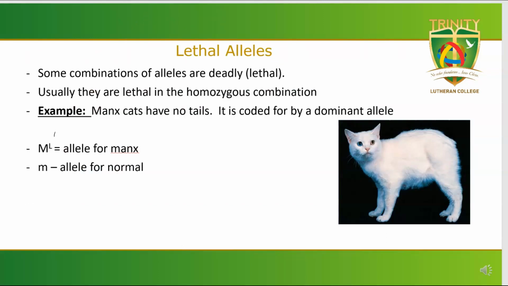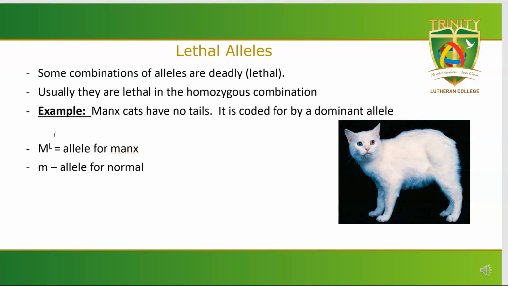Okay, on to the next form of non-Mendelian inheritance. And we want to talk about lethal alleles here. Some combinations of alleles are deadly. They're lethal. They kill the offspring. Usually they're lethal in their homozygous combination.